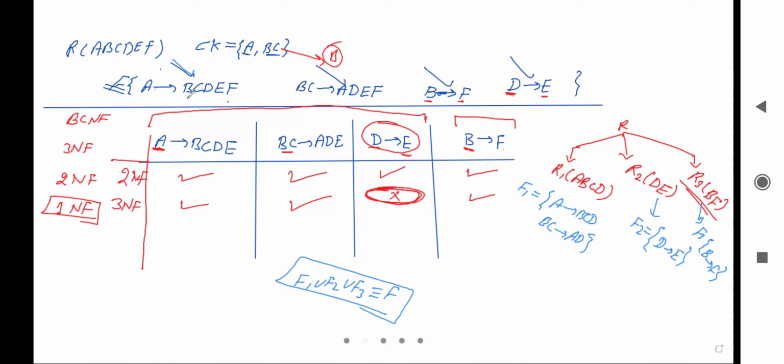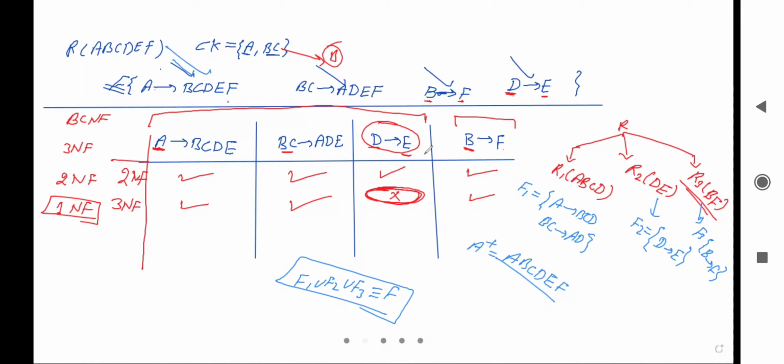So A, B, C, D, E, F. Let's take the closure of A. A closure is A, and A goes to BCD, and BC goes to AD, and D goes to E, and B goes to F also. So here it is A, B, C, D, E, F. So this one is satisfying.